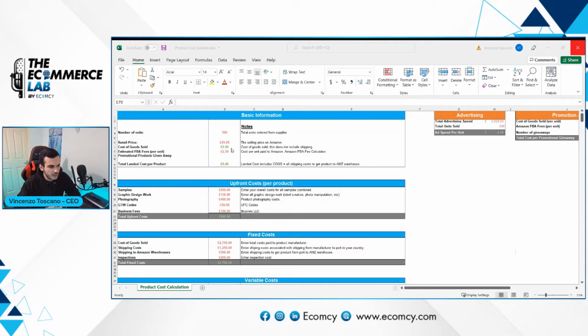The first thing that we always want to understand, of course, is what your cost of goods is going to be, and what your FBA fees are going to be. The FBA fees, usually you can calculate by using the Amazon calculator. And if you have a tool such as Helium 10, they have one called the profitability calculator, which allows you to understand the FBA fee for your specific product.